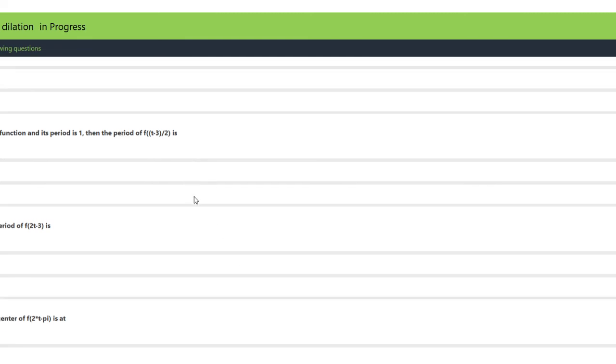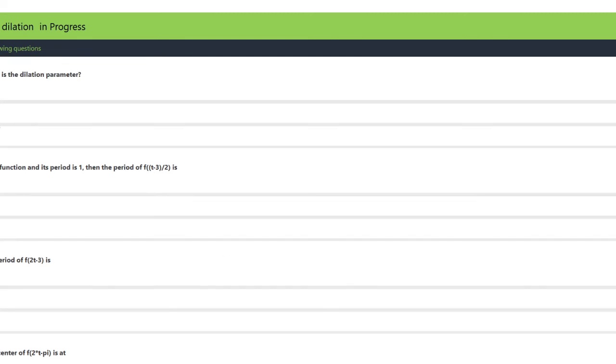So I give you so many questions. Maybe we go one by one. So first one, for this one, which is the dilation parameter? So the first question is relatively simple.